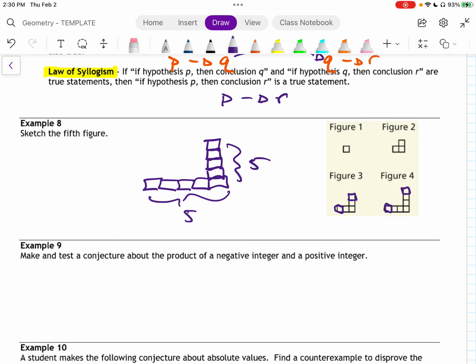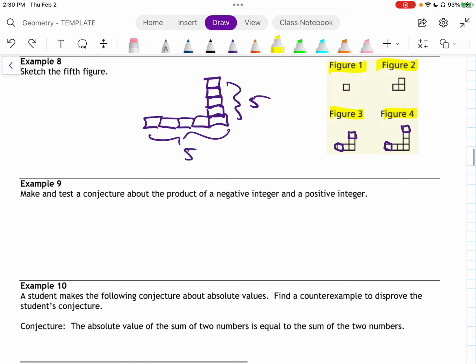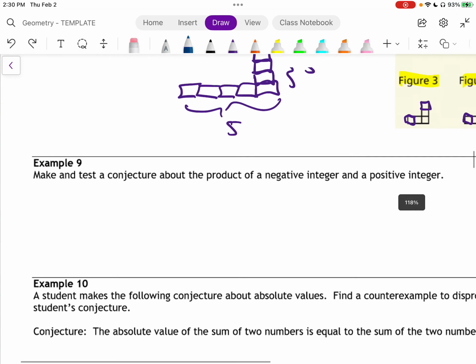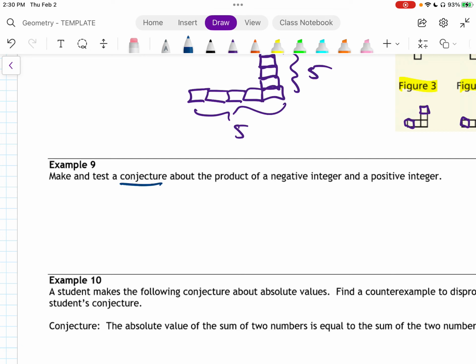It might be a star. Like you don't know, but you're just saying you're going to pull from the experience that you have, and the experience that you have is just looking at these 4 examples, and you're going to generalize to get the new one. All right, number 9, make and test a conjecture about the product of a negative integer and a positive integer. All right, so we want to make some kind of conjecture.